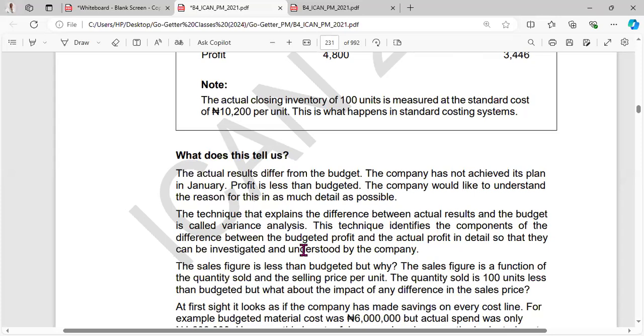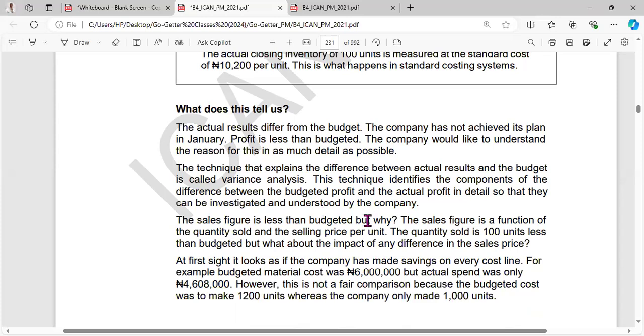The sales figure is less than budget, yes, but why? The sales figure is a function of the quantity sold and the selling price. The quantity sold is less than the budgeted. But does price also have any impact? Yes, because there is a difference in price.